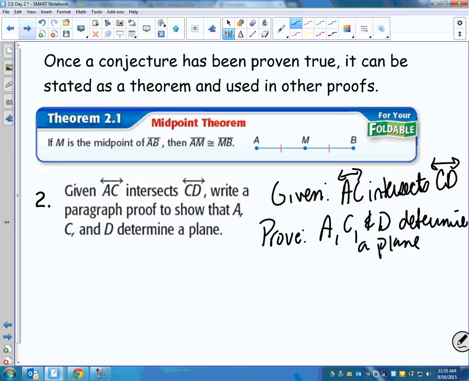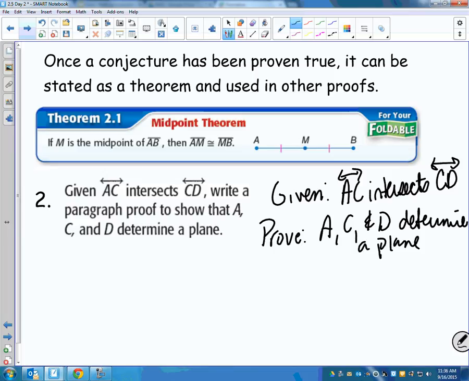So if we're trying to prove that these 3 points determine a plane, what do you know about determining a plane? What do you have to show for something to make a plane? Eric? That 3 non-collinear points make a plane. So somehow we need to take this given information and show that we have 3 non-collinear points.